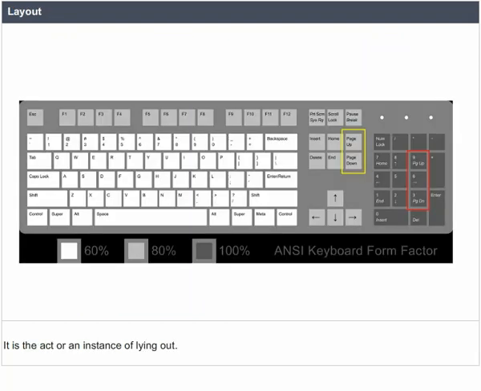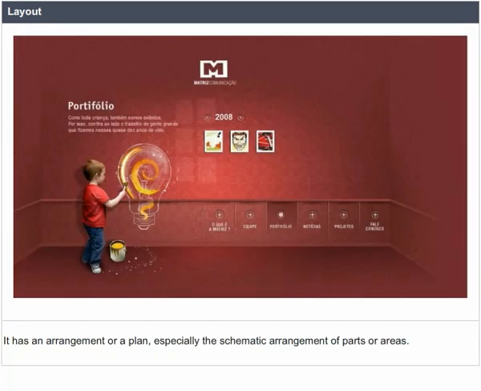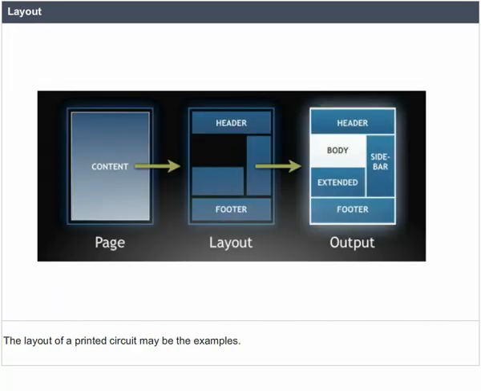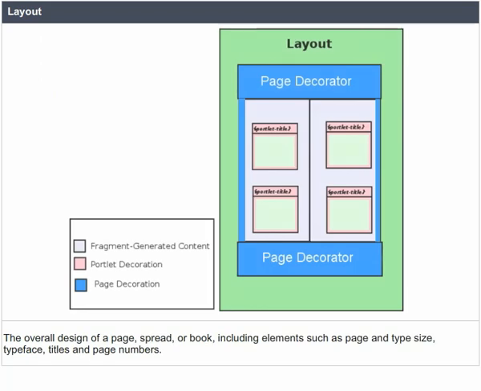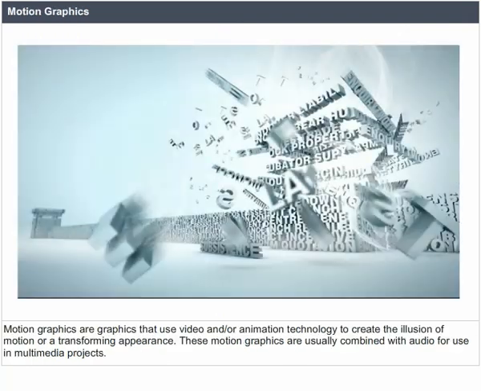Layout. It is the act or an instance of laying out. It is an arrangement or a plan, especially the schematic arrangement of parts or areas. The layout of a printed circuit may be an example. It is the overall design of a page, spread, or book, including elements such as page and type size, typeface, titles, and page numbers.